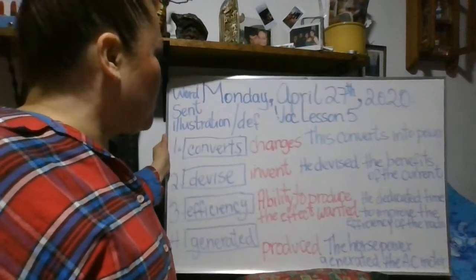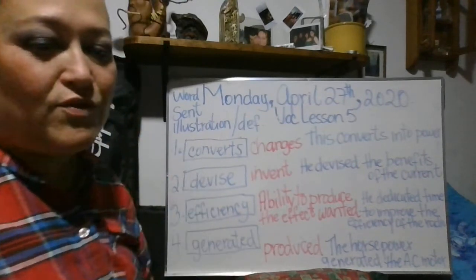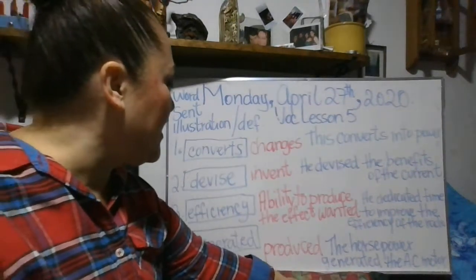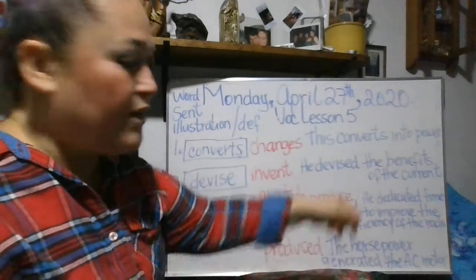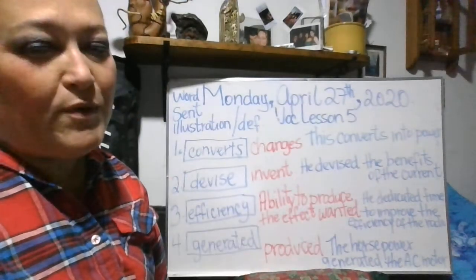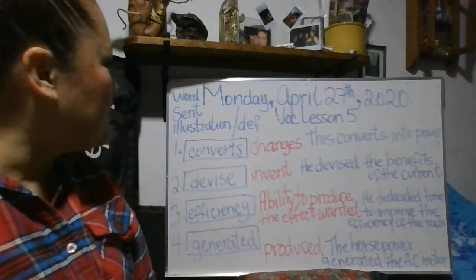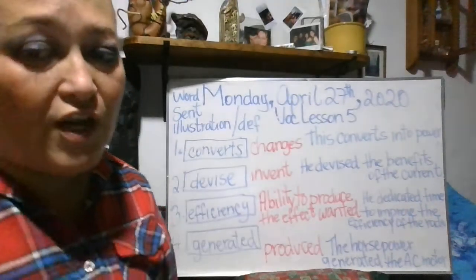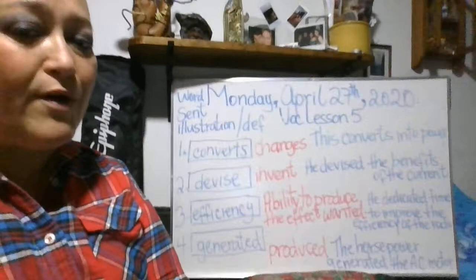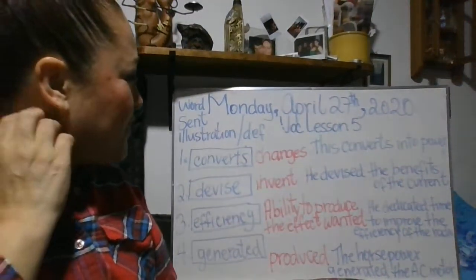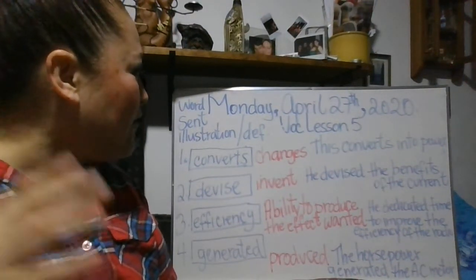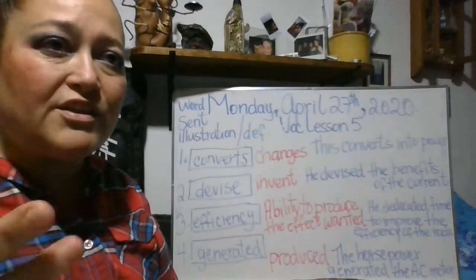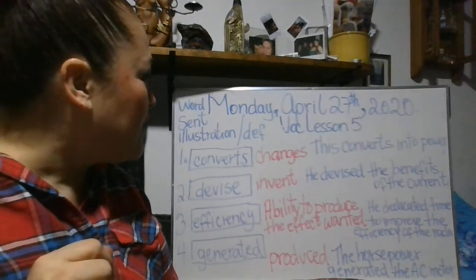I wrote down some sentences that you can use with these words, guys, okay? I wrote them down and they might help you out, okay? So the sentence I wrote, remember, it's word, sentence, illustration, and definition. So the sentence that I wrote down for number 1, this converts into power. Something that converts, it's something that changes.